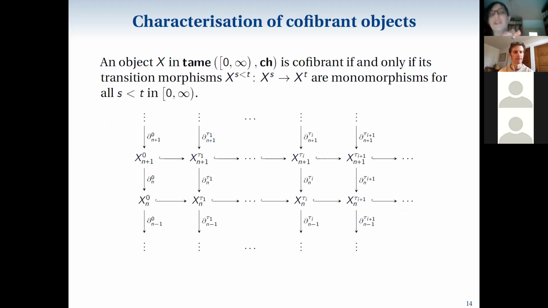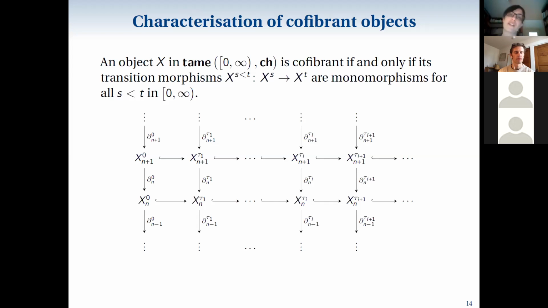So a cofibrant object in tame is a tame parametrized chain complex whose transition morphisms are all monomorphisms. I'm assuming that you may be more familiar if I say that a cofibrant object is a filtered chain complex. Okay, so those are exactly the same, two names for the same thing.